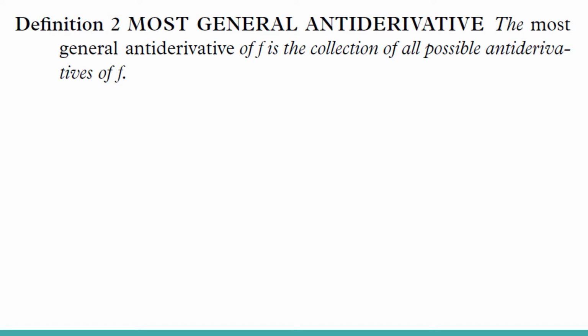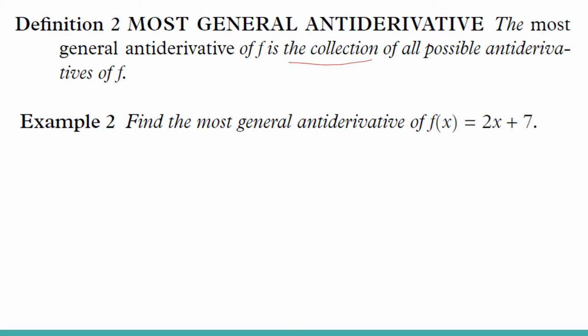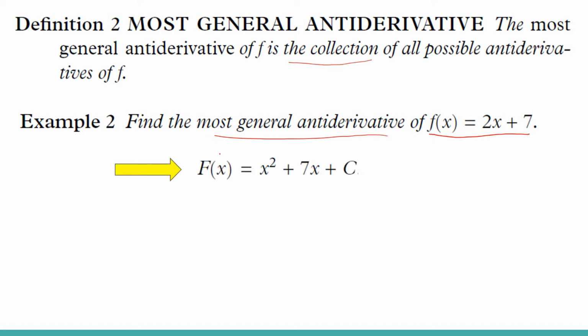Next, definition 2, most general antiderivative. The most general antiderivative of f is the collection of all possible antiderivatives. So, collection. That is the difference from definition 1. Example 2: find the most general antiderivative of this function. Same function given in example 1, f of x equals 2x plus 7. Its most general antiderivative would be F of x equals x squared plus 7x plus c.